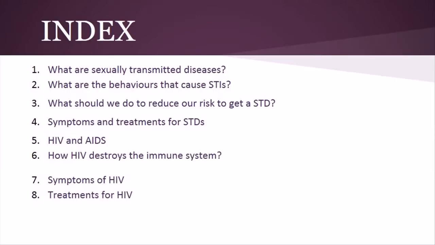Index. What are sexually transmitted diseases? What are the behaviors that cause this? What should we do to reduce our risk to get an STD? Symptoms and treatments for STIs. HIV and AIDS. How HIV destroys the immune system. Symptoms of HIV. Treatments for HIV.